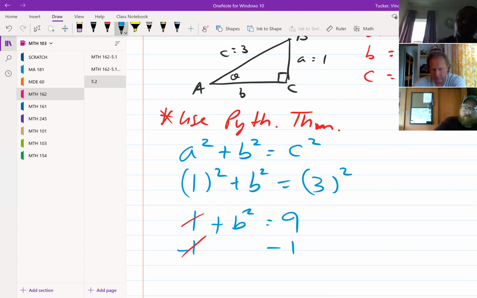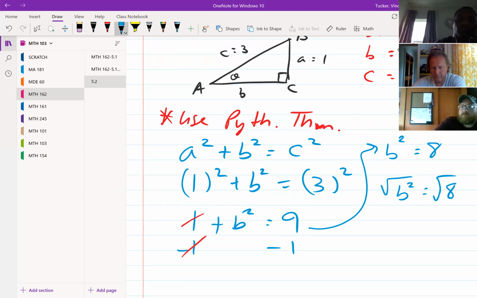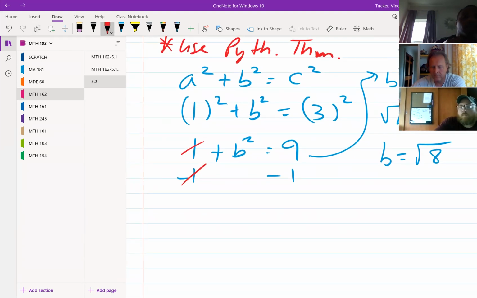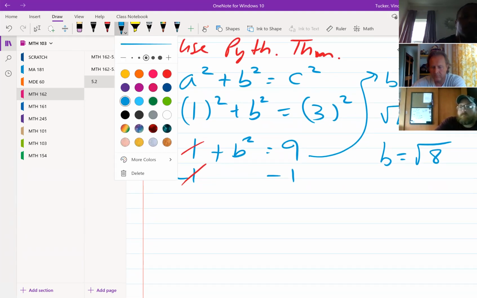Subtract 1 from both sides. B squared is equal to 8. Take the square root of both sides. Square and square root will cancel, leaving you with b equal to the square root of 8. Also, you want your most simplified answer possible. You cannot take the square root of 8 evenly, but you are expected to simplify that if possible, and we can. And what I mean by that, let me go another color.